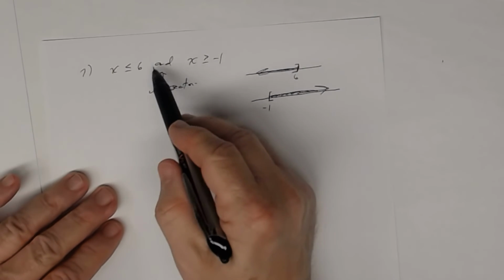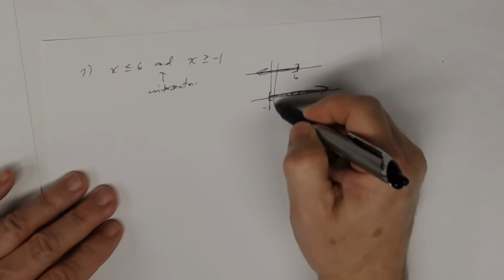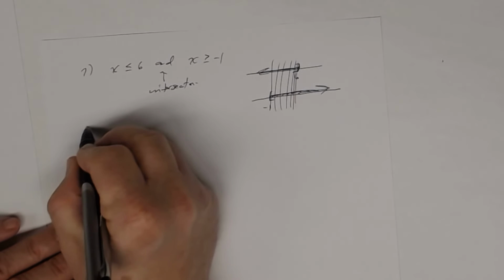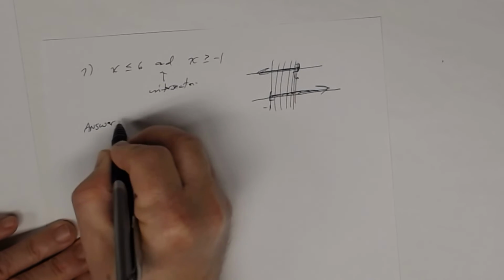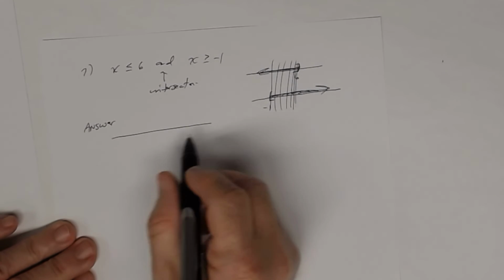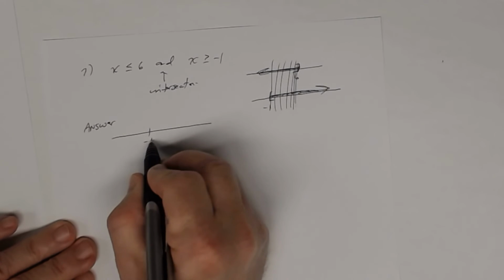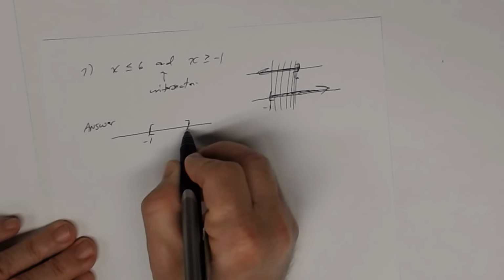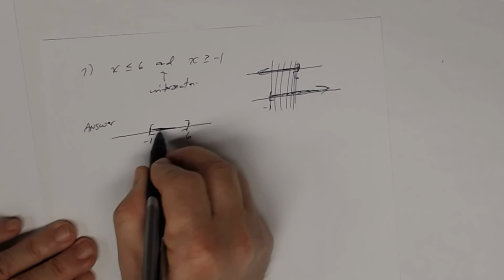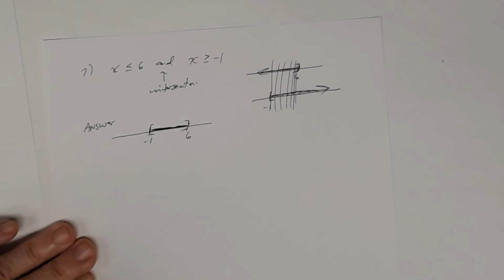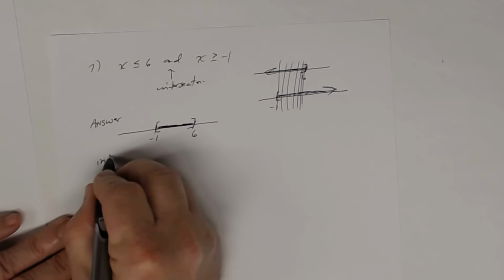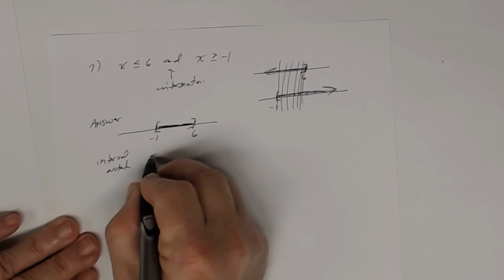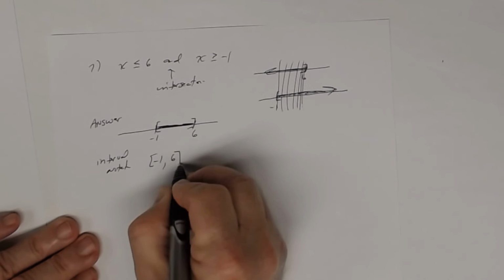And then remember, you're dealing with and, so the word intersection. So you're looking for every real number they have in common. So your answer in terms of a graph is this, -1 to 6. So -1, 6, bracket going to the right, bracket going to the left, and you shade in every real number just like this. And so your interval notation will be from bracket -1 to 6 bracket.